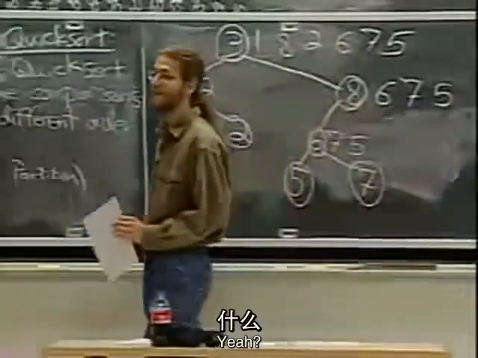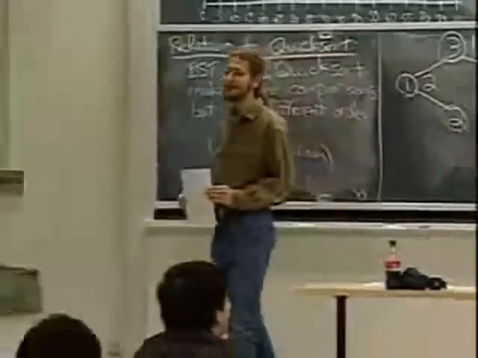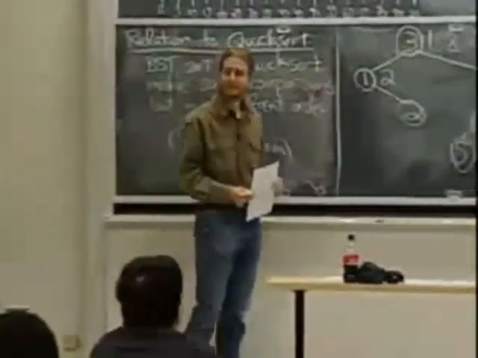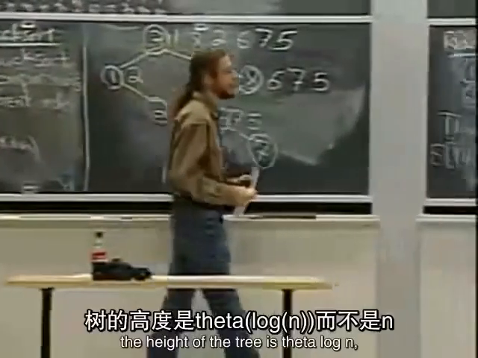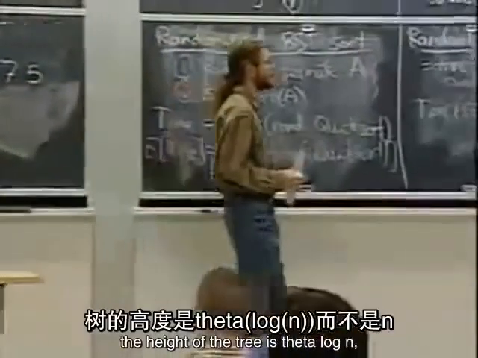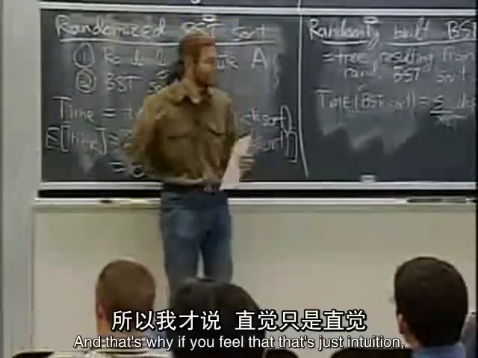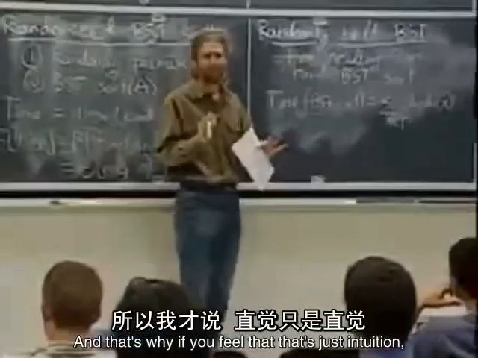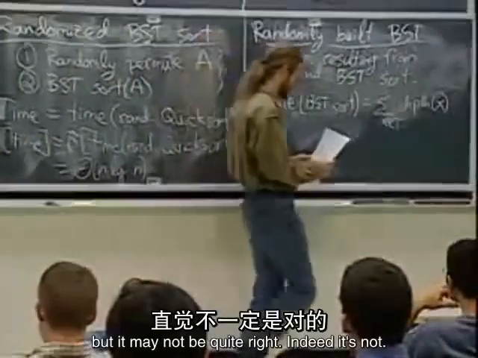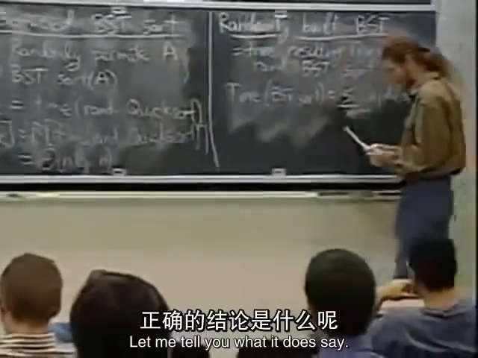Yeah? In some intuitive sense, it says that the height is about theta log n and not theta n. Intuitively, it says the height of the tree is theta log n and not n. But in fact, it doesn't show that. And that's why you feel that that's just intuition, but it may not be quite right. Indeed, it's not. Let me tell you what it does say.